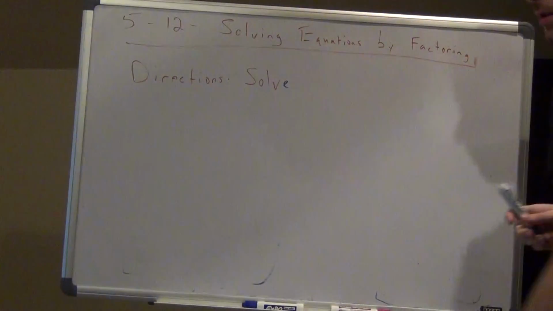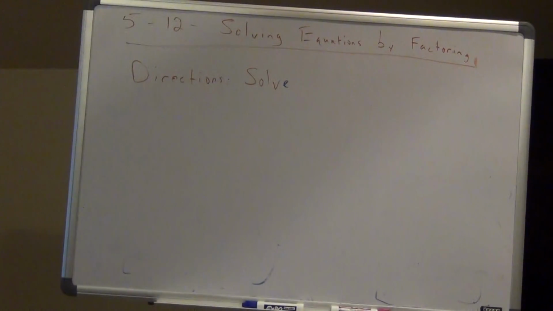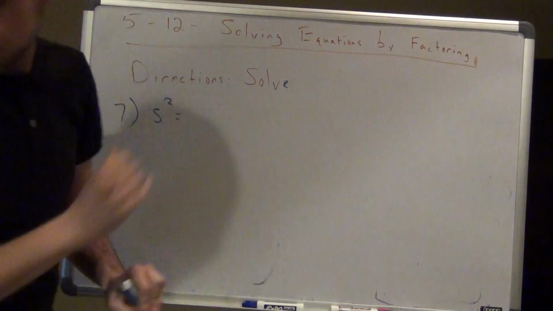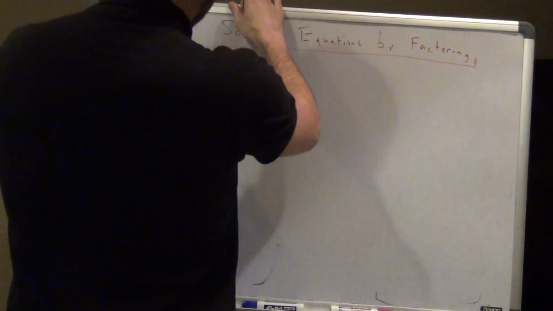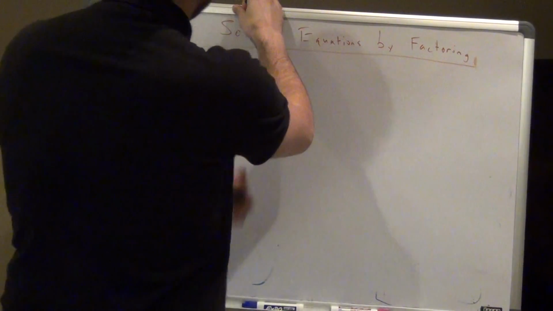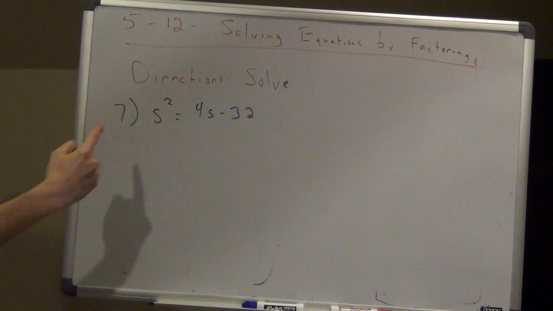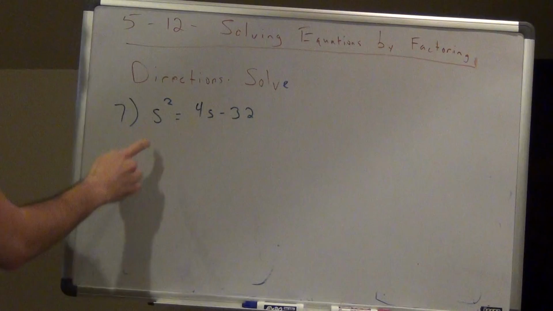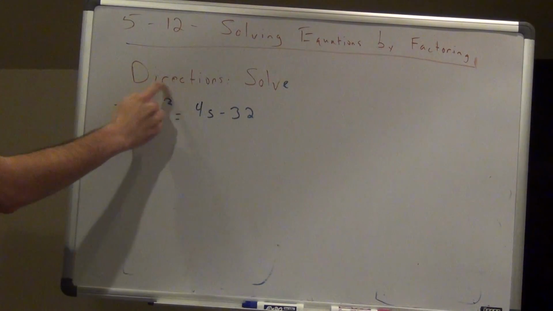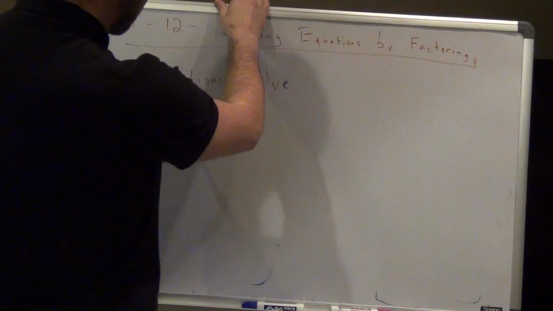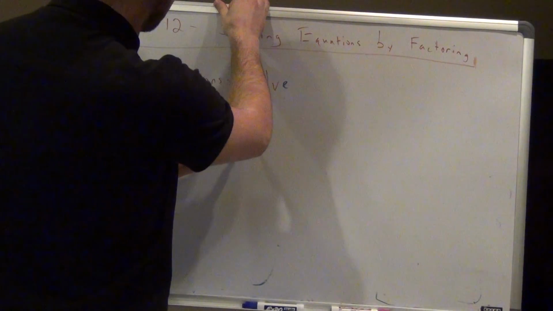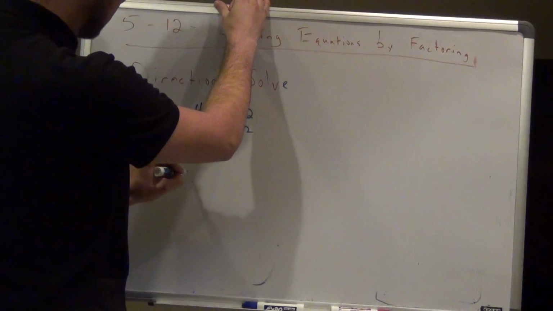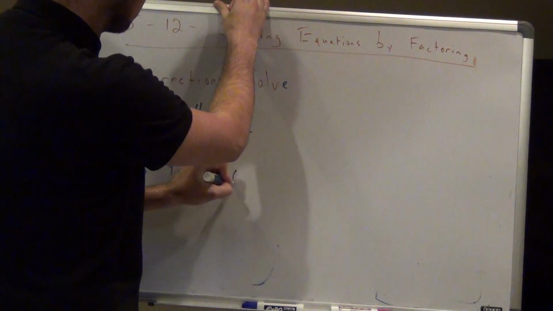Alright, so let's look at number 7. So you get s squared equals 4s minus 32. Okay, what do we see? Neither of the sides are 0. We have to make sure one of the sides is 0. What else did I say in the last problem? I want to bring everything over to where my squared term is positive. So what am I going to do here? I'm going to subtract 4s and add 32. Bring them over here. So I'm going to have s squared minus 4s plus 32 equals 0.